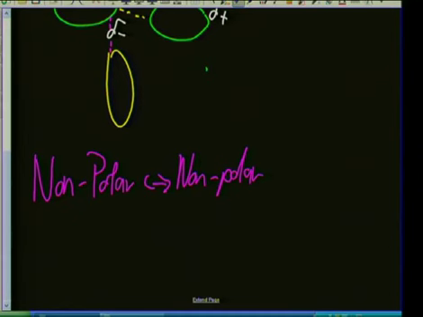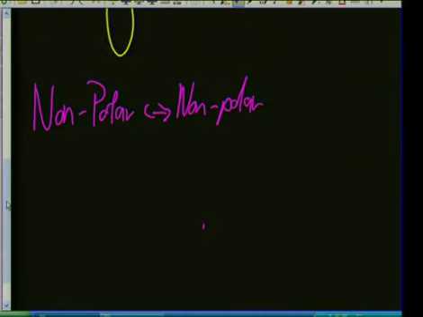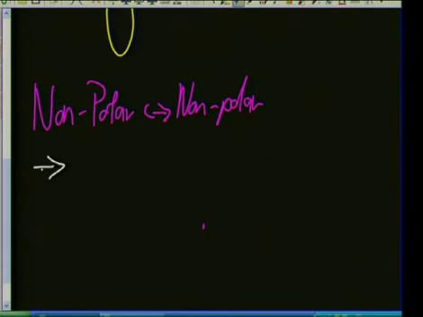Now, these ones, you would say, electrons equally distributed, we're not going to expect much to happen. And you would be absolutely right. These nonpolar interactions are very, very weak. And in fact, we will give a certain name to them. We will say that they are very temporary. They are temporary.